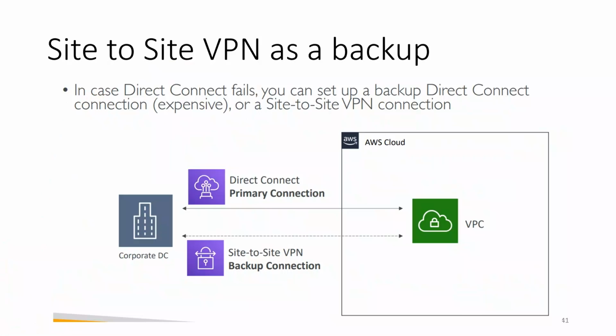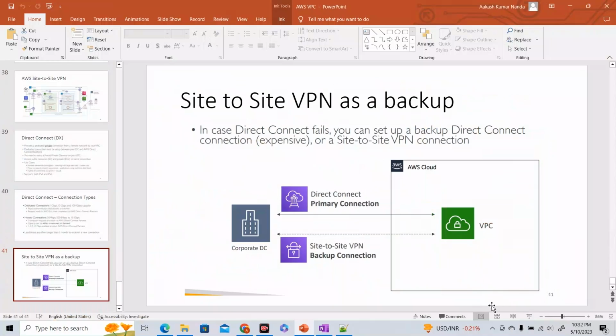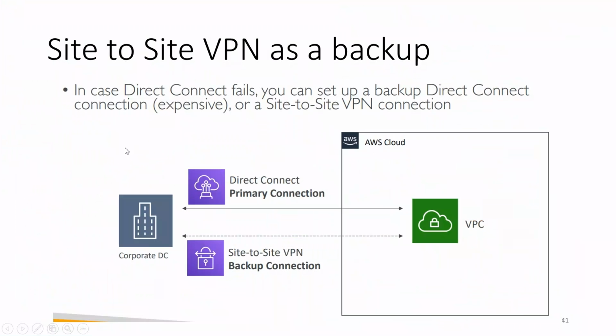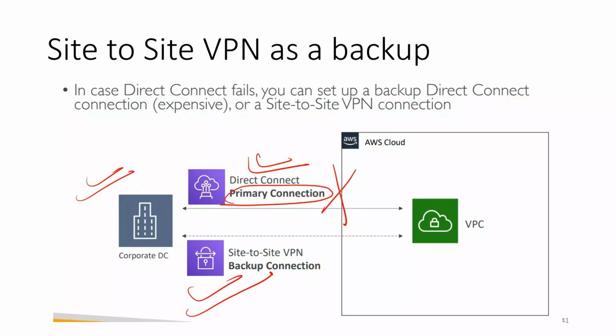And this is a very cool feature, right? Let me just discard this. I think this is the last slide. Now, for example, you have a corporate environment connected to the VPC using a Direct Connect, and that is the primary connection. For some reason, it may be the case that this Direct Connect is down, so you should have a backup for that.